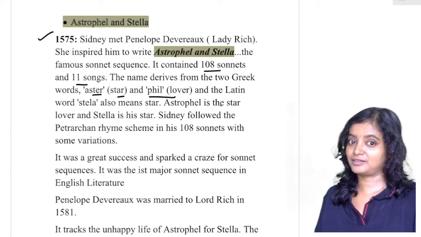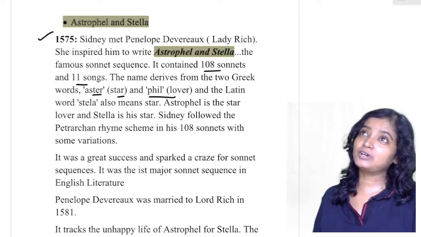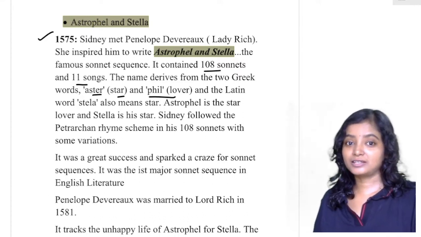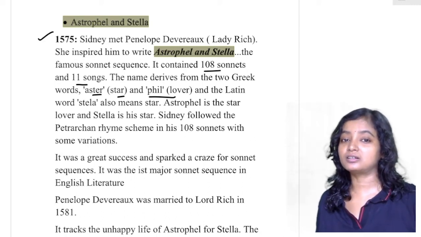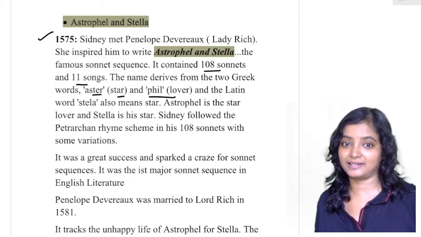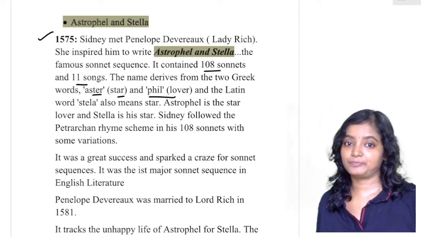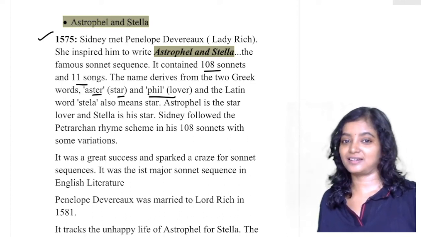Star lover. So star, what is star? Star is far beyond the earth, beyond the sky, and the lover is thinking of her, trying to gain that love. That love cannot be easily gained, easily conquered. And the Latin word Stella also means star. So Astrophel is the star lover and Stella is his star.